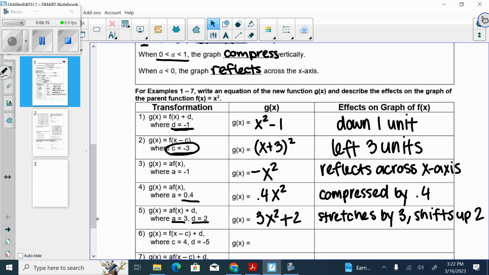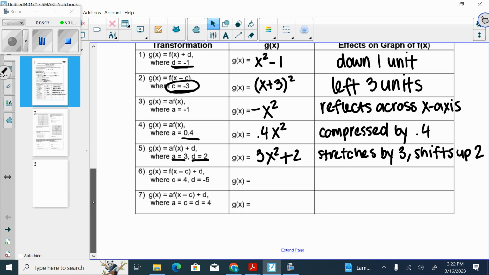All right. Number 6. So this one has 2 things in there as well. Does it have an A? Did it give us anything for A? Okay, so we don't need anything out in front. Did it give us a C? Okay, where does C go? Inside the parentheses. So we know we need a parentheses with an X. It says C equals 4. So in the parentheses, I'm going to put minus 4. Very good.